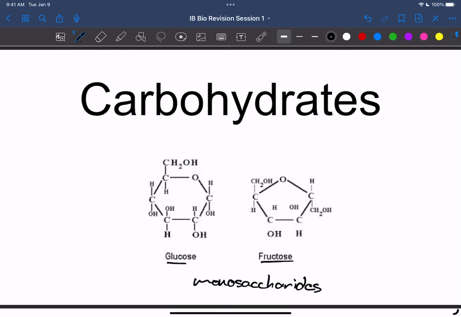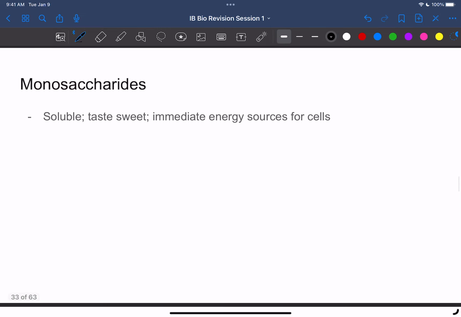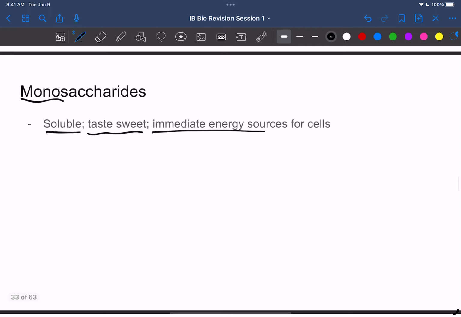We have glucose and fructose, and these are so ubiquitous in everything you eat because of table sugar, or sucrose. So starting with monosaccharides, these are soluble, and like I told you before, those OHs on glucose interact pretty closely with water molecules, which is what makes them soluble. They taste sweet, something like glucose, that's pretty sweet tasting. And they act as immediate energy sources for cells.